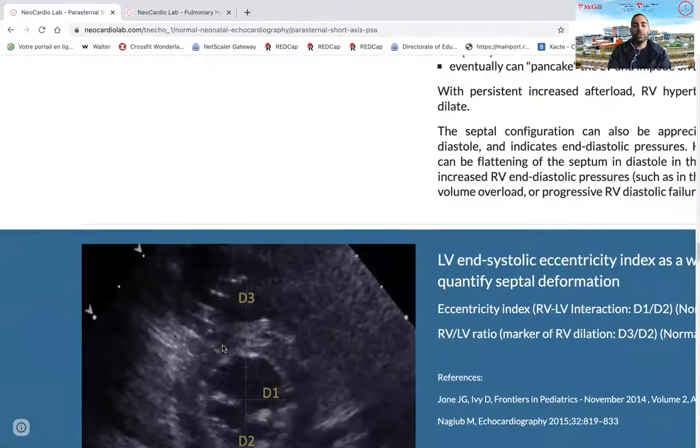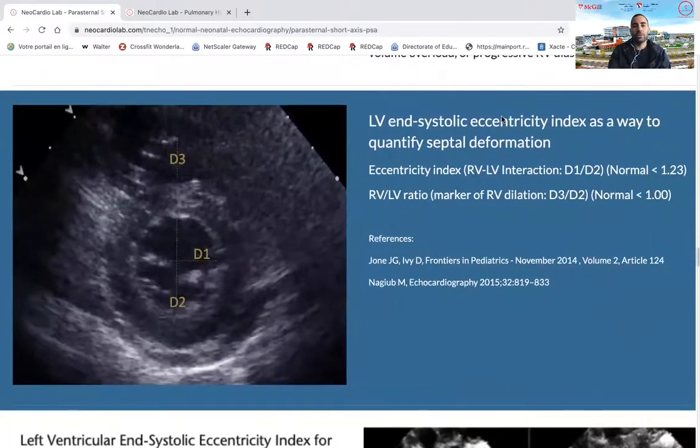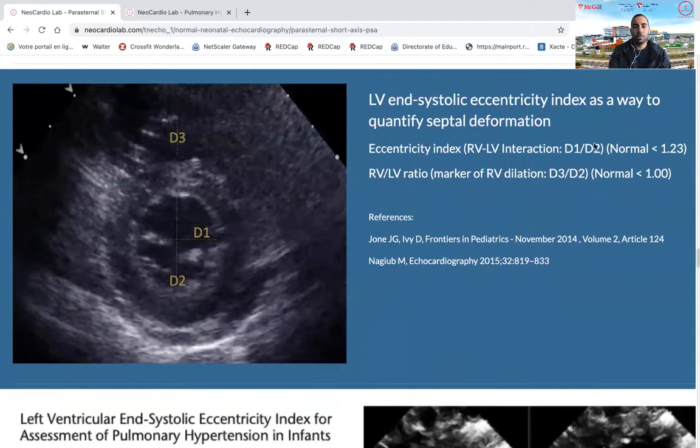So one way to measure the septal flattening is what we call the eccentricity index. At the peak of systole, when your LV is completely contracted, you can do the measurement that is parallel to the septum and divide it by the measurement perpendicular to the septum. And if you have a perfect circle, this ratio should be close to 1.0.